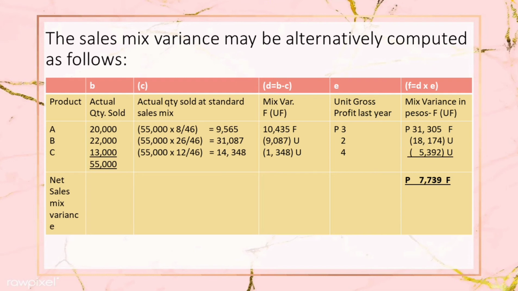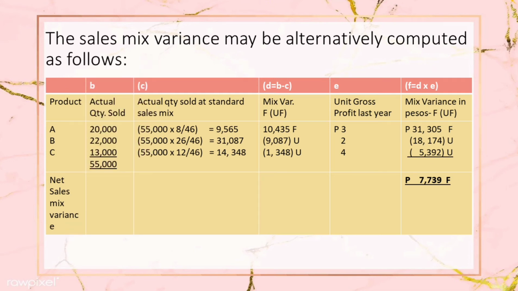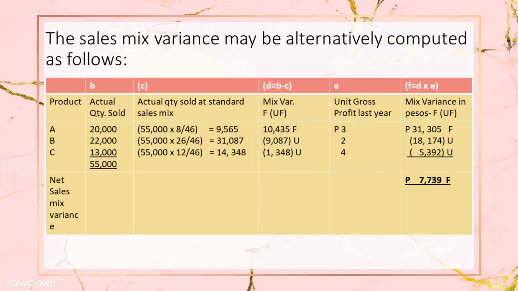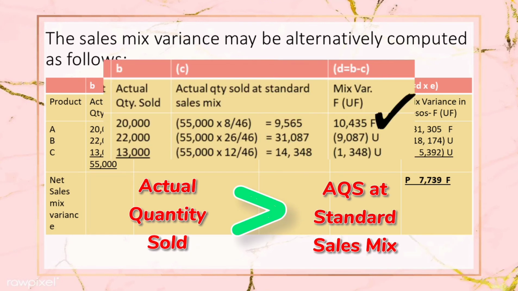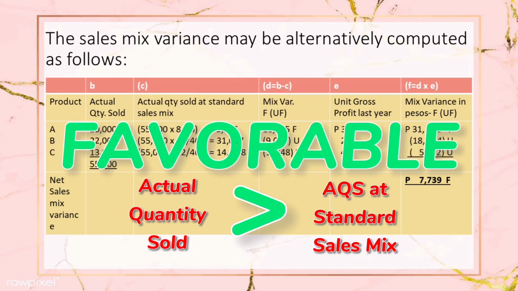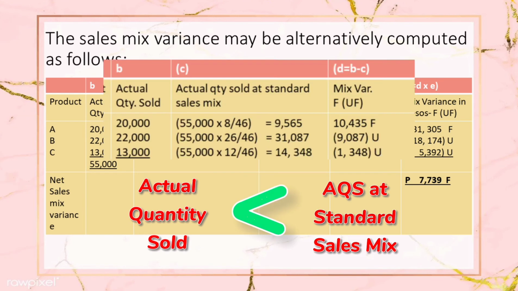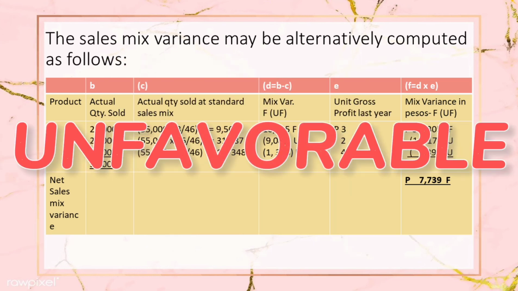We get this by subtracting the actual quantity sold at standard sales mix in column C from the actual quantity sold in column B. Now in mix variance, if the actual quantity sold is greater than the actual quantity sold at standard sales mix, which gives a positive result, the mix variance is favorable. But if the actual quantity sold is lower than the actual quantity sold at standard sales mix, which gives a negative result, the mix variance is said to be unfavorable.